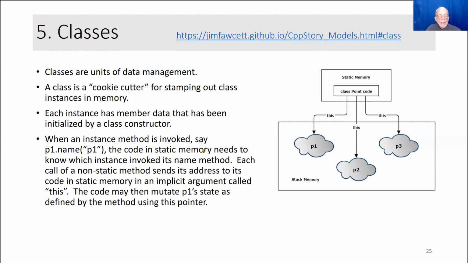That same thing happens with p2 and p3. The code only has a single slot for this pointer. So it's not really holding all three of these pointers at once. It only has a single slot. But every time we call a function, that slot is filled by the address of the object that invoked the function, in this case p1, invoking name.